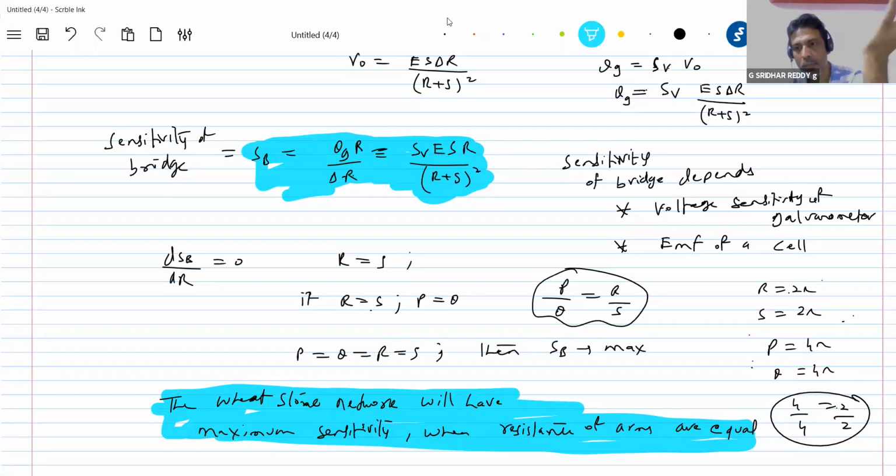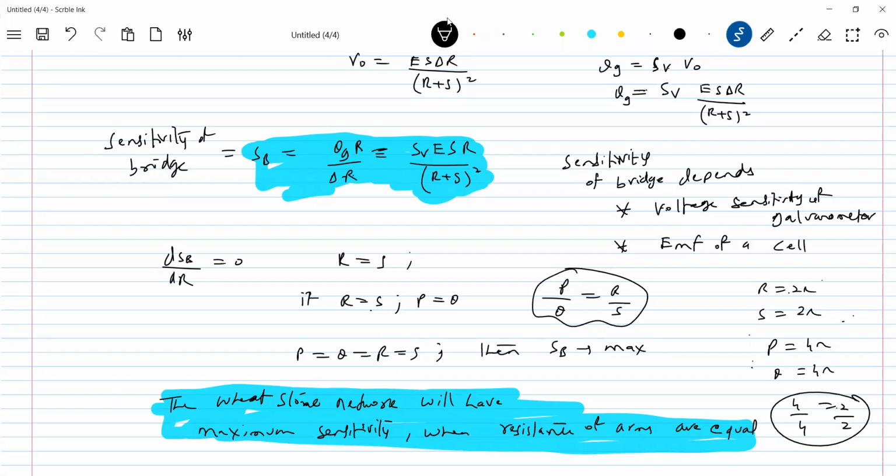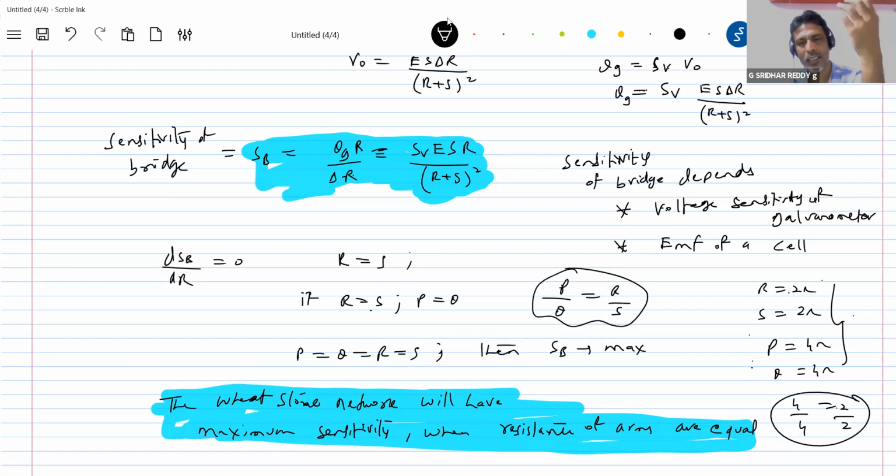So the bridge is not sensitive for this set of values. The reason is that the bridge is balanced, everything fine, but it's not sensitive. When will it be sensitive? When the resistance of all arms is equal. I just brought the idea of R equal to S and P equal to Q. Further, when I check, if all are equal, then only it will be more sensitive. That's what I mean to say here.